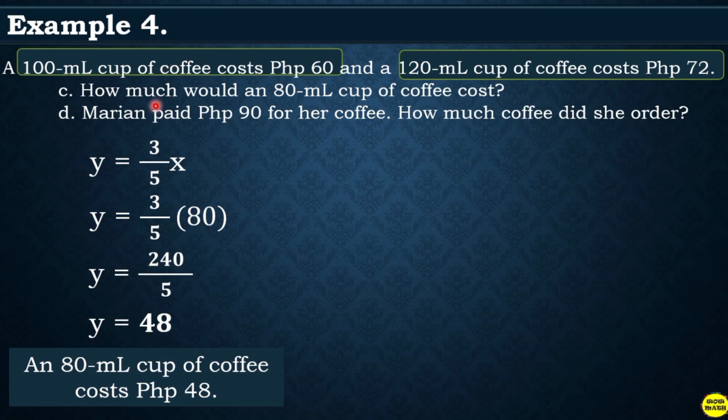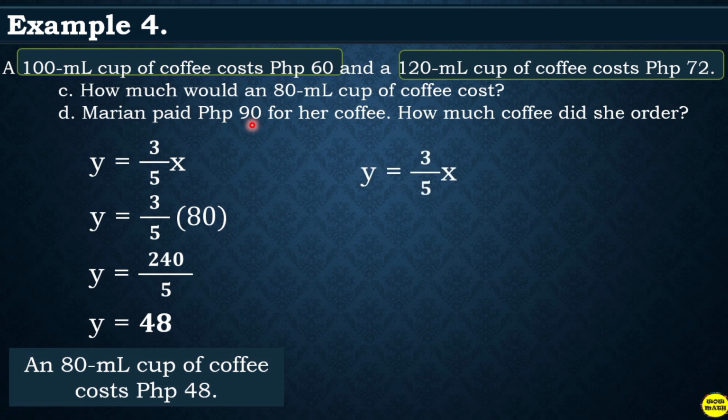Next, letter D. Marian paid 90 pesos for her coffee. How much coffee did she order? So, dito naman, baliktad. Binigay yung amount, gaano karaming kape yung in-order niya. Okay? So, since given yung amount, ibig sabihin, isa-substitute natin to sa y. Kasi, di ba, laging this is your x, yung amount, ang cost ay y. Since cost ang binigay, ibig sabihin, ito yung y.